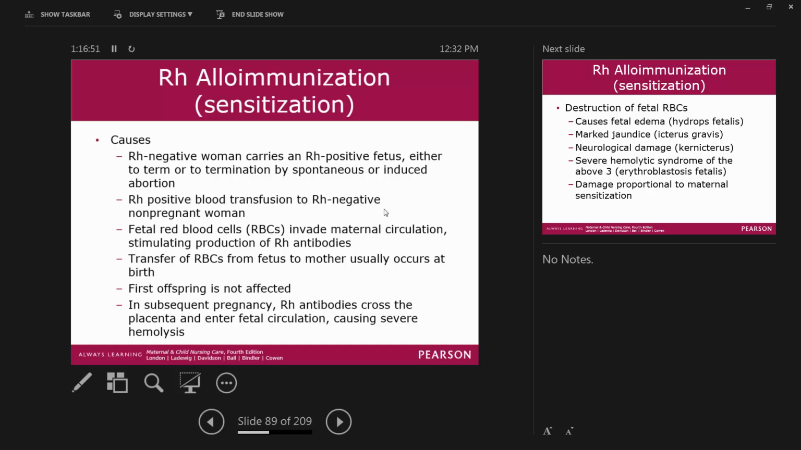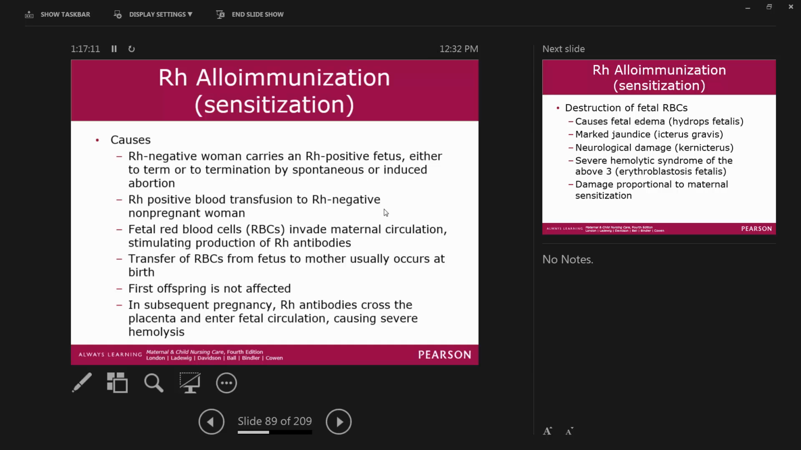So we need to find out, when we do lab testing, if the mom is Rh negative. We need to find out if she has been sensitized already. Okay, so we'll do our indirect Coombs test, but we'll see that.